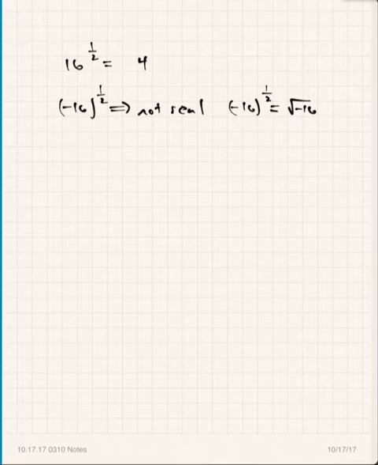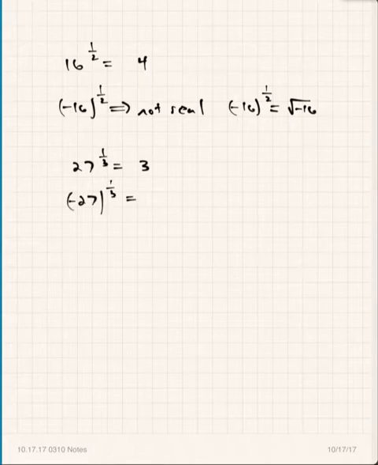If you're talking about cube roots, 27 to the 1/3 would be the cube root of 27, or 3. If you had negative 27 to the 1/3, that's okay. That's an odd root, so not a problem there. That's going to be negative 3. So remember, you kind of divide this up by even roots or odd roots as far as whether it's a real number or not a real number.